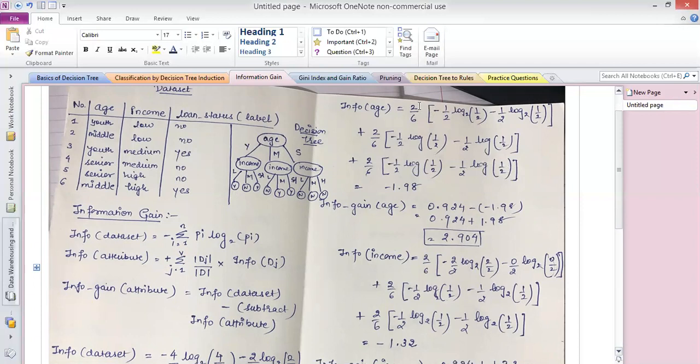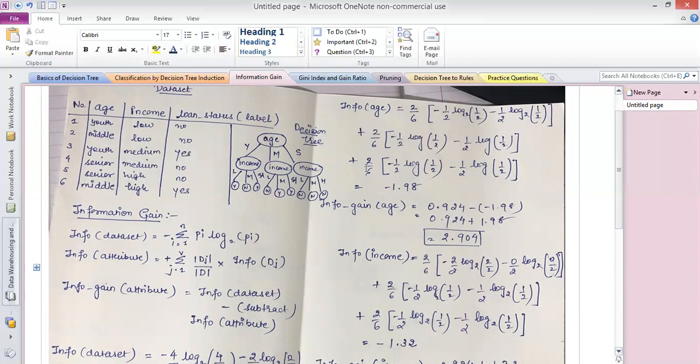For youth, there were two tuples, so we wrote 2 by 6 in the bracket. For youth, you see one tuple says no, the other one says yes. So it's going to be 1 by 2 each. So we write minus 1 by 2 log 1 by 2 to the base 2 minus 1 by 2 log 1 by 2 to the base 2. For middle, again, we've got two tuples. One says no, the other one says yes. So 2 by 6 in the bracket minus 1 by 2 log 1 by 2 minus 1 by 2 log 1 by 2. You understand that this one is for yes, this one is for no. Yes, no, yes and no.